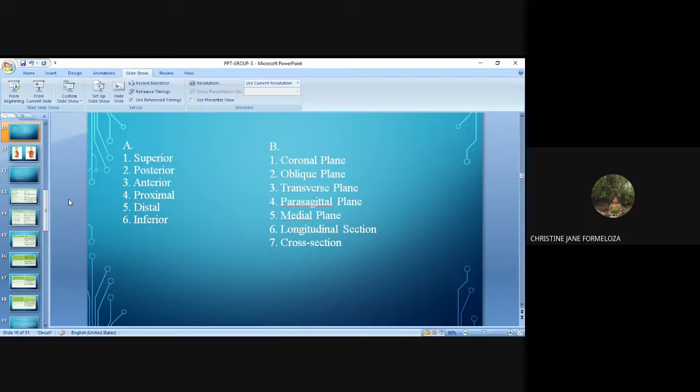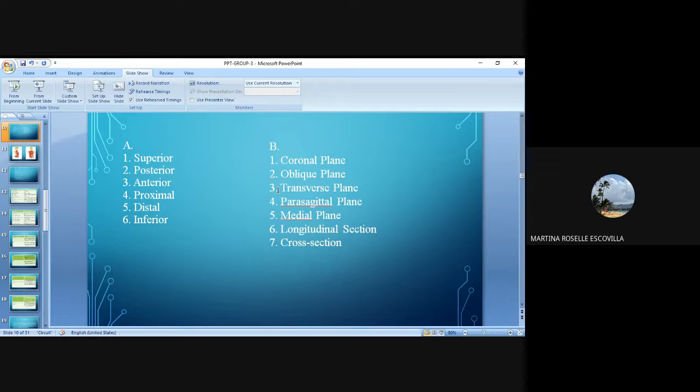For the continuation of this worksheet, Miss Martina will discuss Part 3B. So Part 3B. Number 1. Coronal plane. A coronal plane is any vertical plane that divides the body into ventral and dorsal sections. Number 2. Oblique plane. An oblique plane is a plane that can literally be any type of angle other than a horizontal or vertical angle.